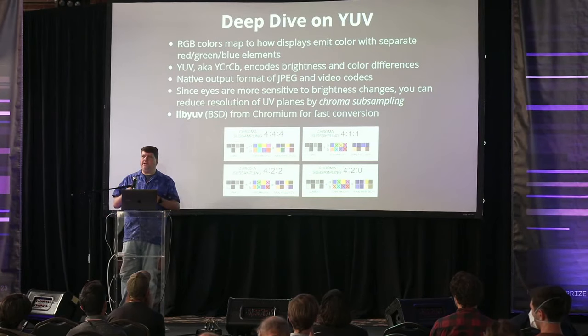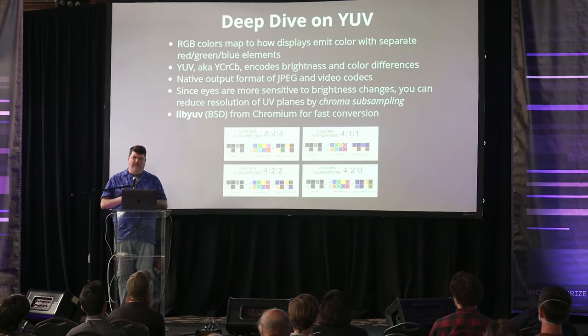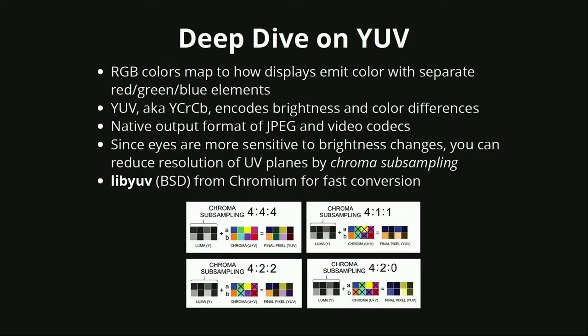Now, JPEG is one of those formats that has a weird color space. It's not a weird color space, it's just a different one. It outputs the data in a format called YUV. Take a particular display: you have red, green, blue elements on there.